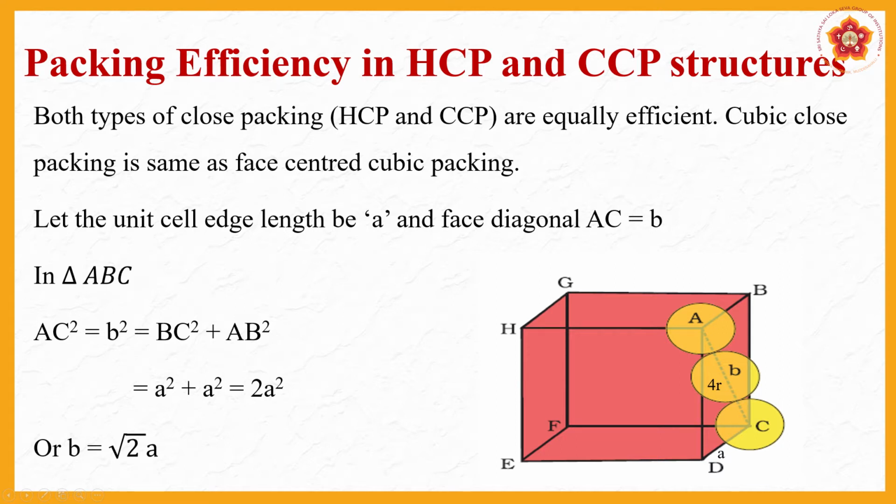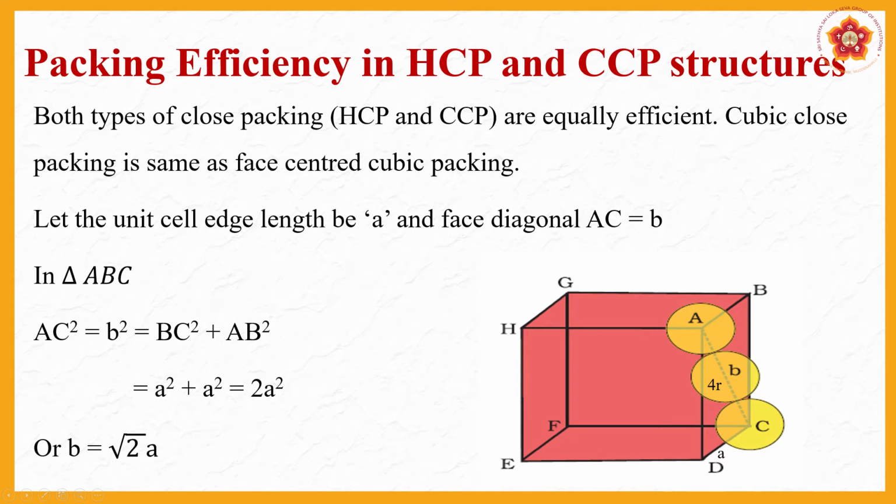We know that AC square equals BC square plus AB square. AC is B, so B square equals A square plus A square, because BC is A and AB is also A, as the edge length is A. So, A square plus A square is 2A square, and B is equal to square root of 2A square.